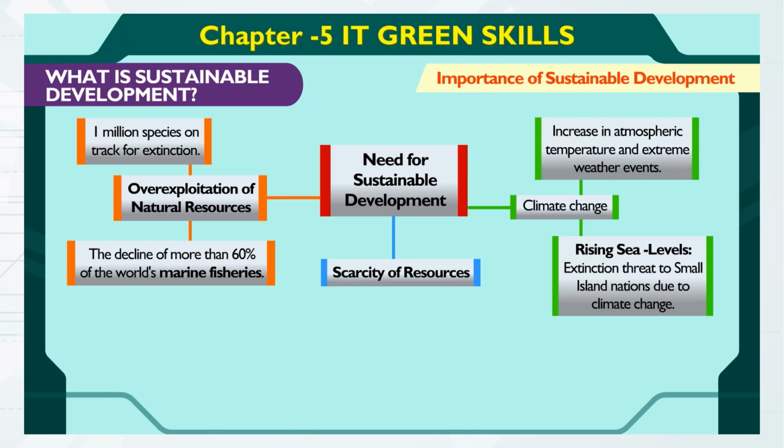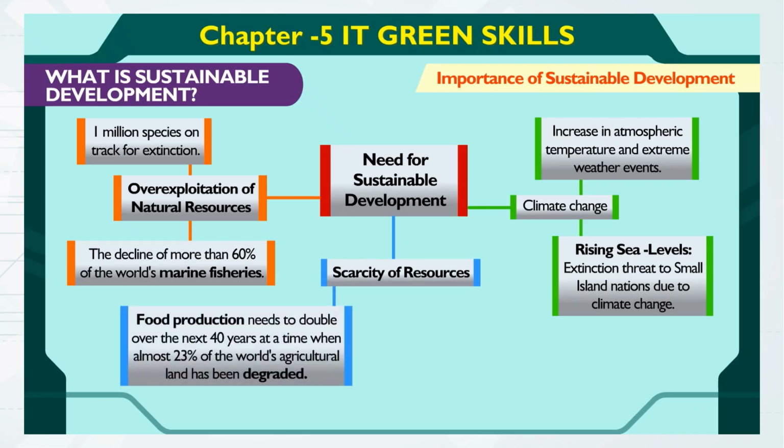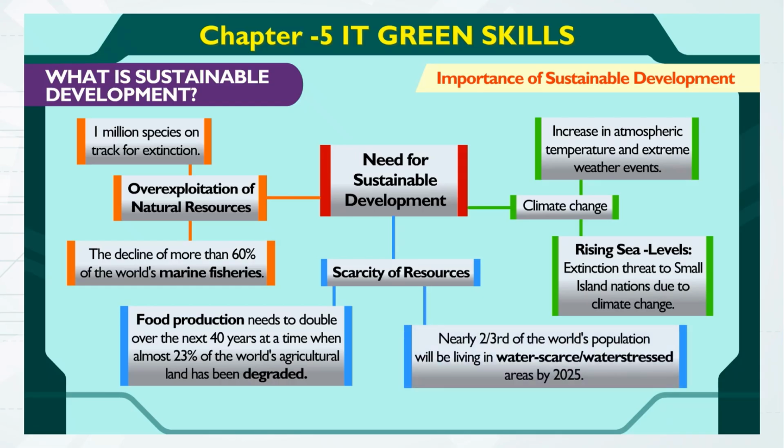Scarcity of resources. Food production needs to double over the next 40 years at a time when almost 23% of the world's agricultural land has been degraded. Nearly two-thirds of the world's population will be living in water-scarce or water-stressed areas by 2025.